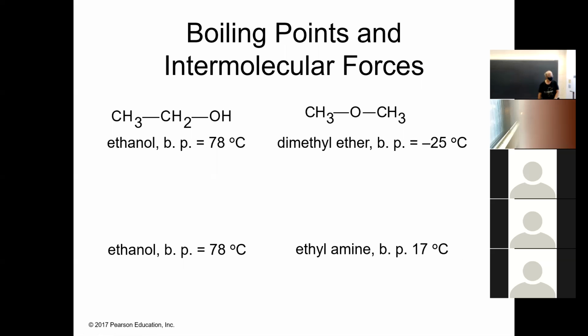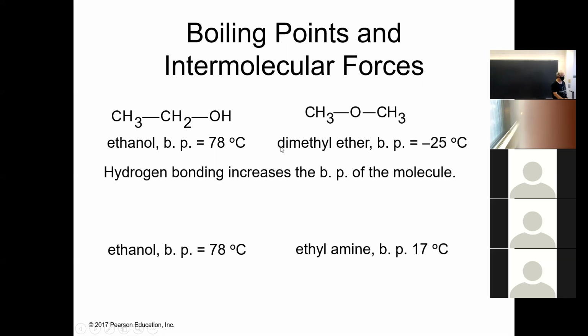Okay, dimethyl ether, which is the compound on the right, contains oxygen, but it does not exhibit hydrogen bonding. There is no OH bond. And you can see that's reflected in the difference in boiling points compared to ethanol. Once again, with ethanol and ethylamine, both of these exhibit hydrogen bonding. But oxygen is more electronegative, and hydrogen bonds are stronger. So you see a higher boiling point in ethanol than you do in ethylamine.